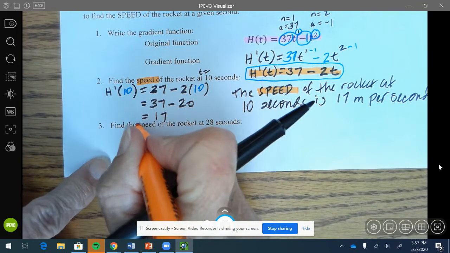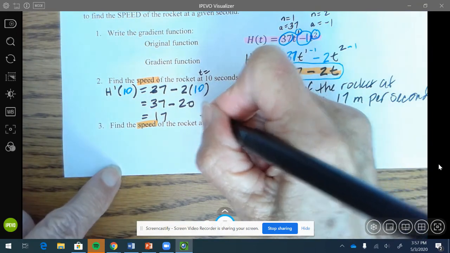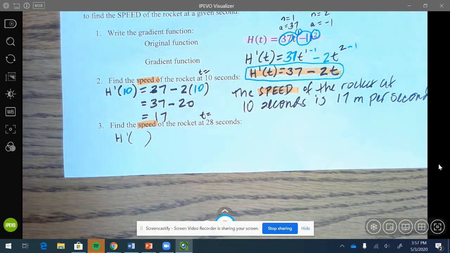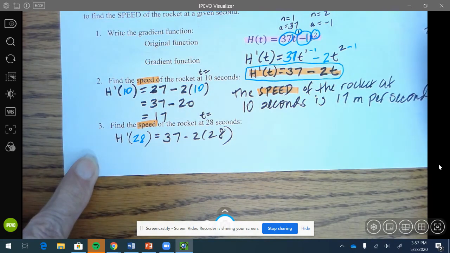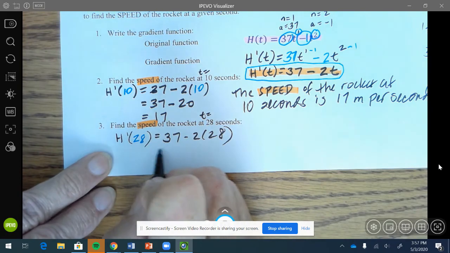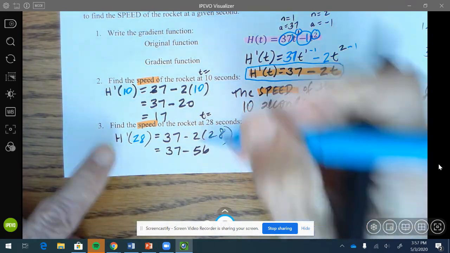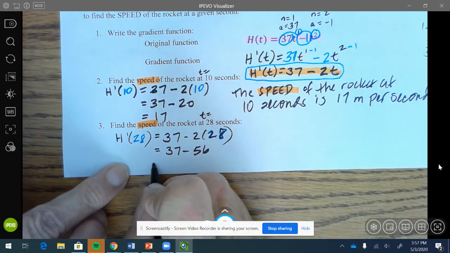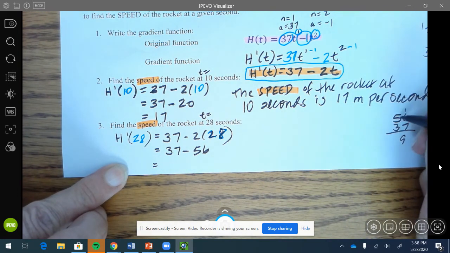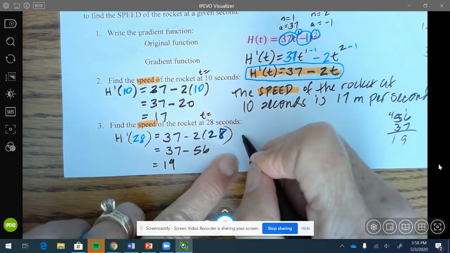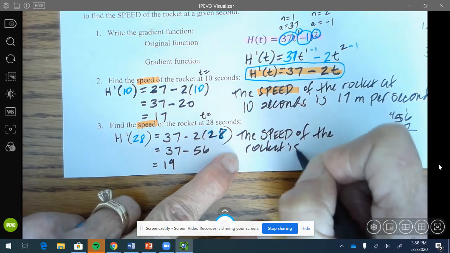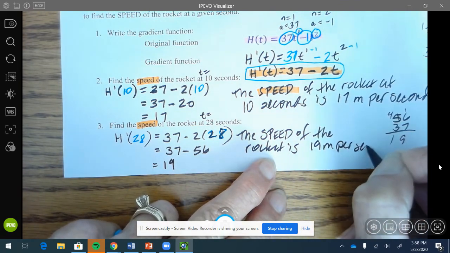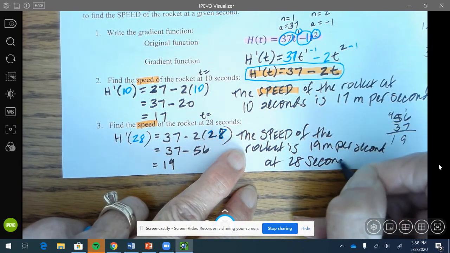So again, to find the speed, that means use the gradient function. And in this case, your time that passed is 28. So use the gradient function. And the number we're putting in there is 28. So h prime of 28 is equal to 37 minus 2 times 28. 2 times 28 is 56. 37 minus 56, and 56 minus 37 is 19. So the speed of the rocket is 19 meters per second at 28 seconds. I like how I said it better for 10 seconds because it was less confusing.